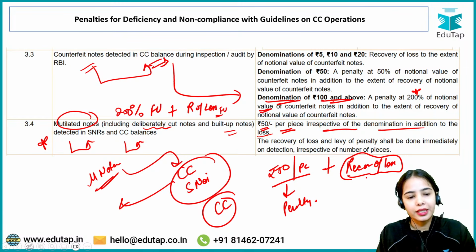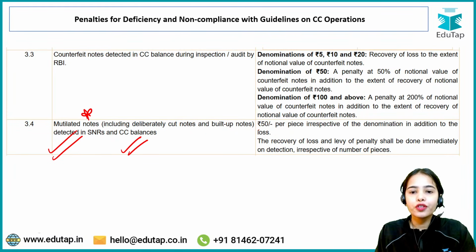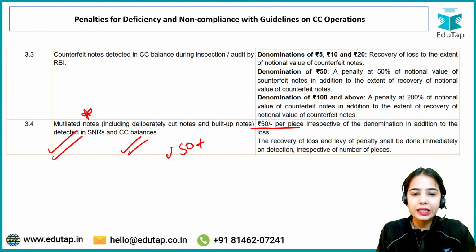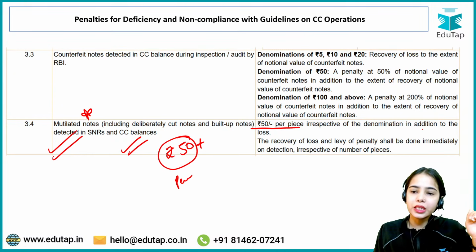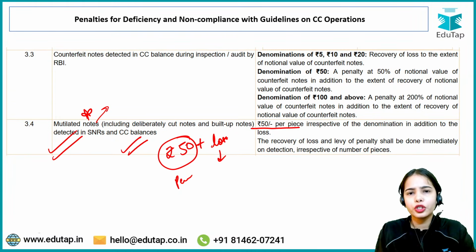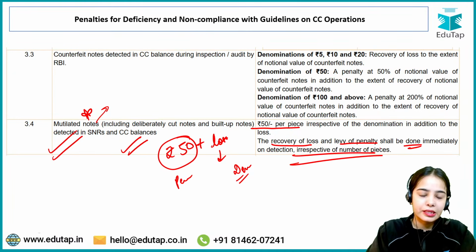So this is the idea. For the mutilated notes, if they are found in the SNRs, the soiled note remittances, and the currency chest balances, 50 rupees per piece will be the penalty. Directly in amount terms, penalty has been given, no denomination, no face value here. Directly 50 rupees will be the penalty, in addition to the loss of the mutilated note, whatever denomination it was in. Recovery of loss and levy of penalty shall be done immediately on detection, irrespective of the number of pieces.